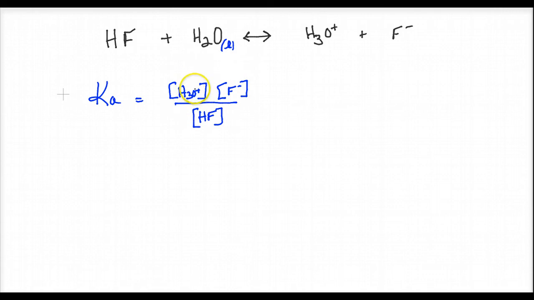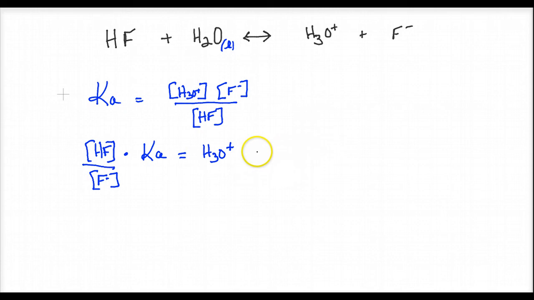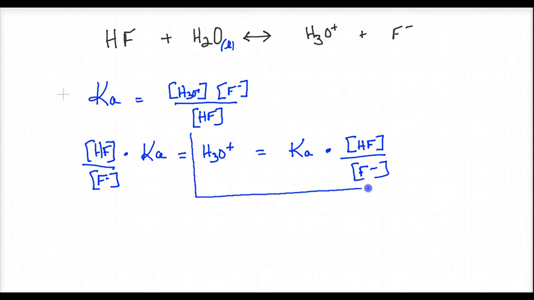Okay, let's solve for the H3O plus, because the question that I asked you was, what is the pH of the buffer? So when I solve for H3O plus, F goes to the bottom, HF to the top. So what I get is Ka times the concentration of my conjugate acid over the concentration of my conjugate base, all equals H3O plus. Now let's rewrite this: H3O plus equals Ka times the concentration of HF over F negative. Now it should be the concentration of H3O plus.